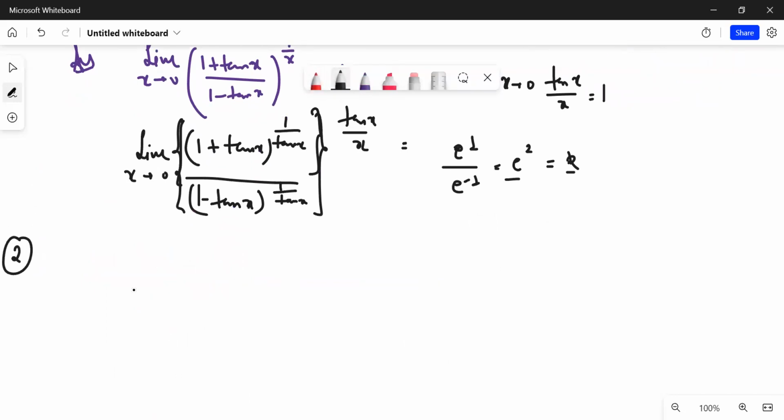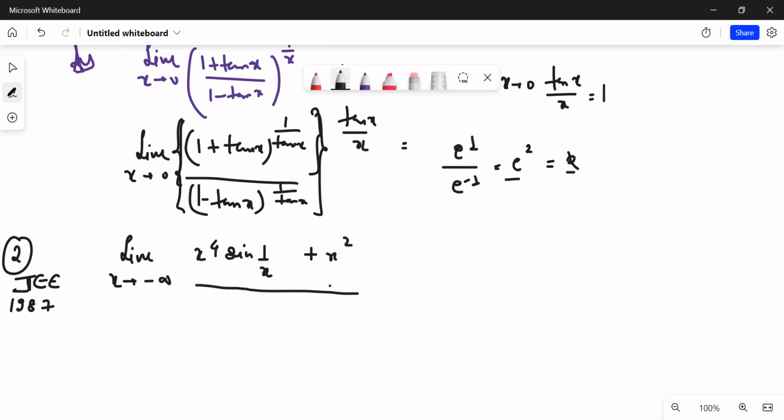So the question is simple, and it says that, I'll write the exam date also, like the year also. The question is: limit x tends to minus infinity, x raised to power 4 sine (1 upon x) plus x square divided by (1 plus mod x) the whole cube. Okay, this is the question.